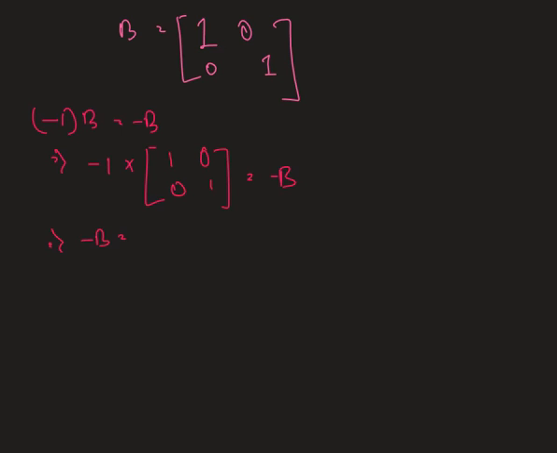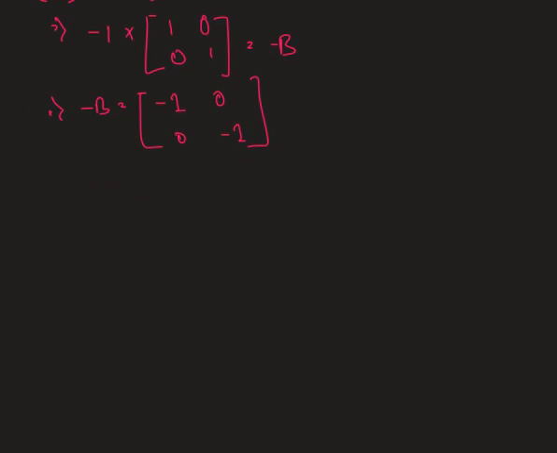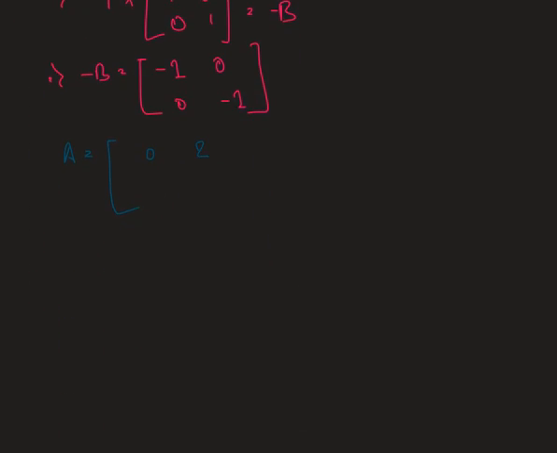Therefore minus B is going to be, as we know that scalar multiplication results in multiplying every element of the matrix with the scalar, minus 1, 0, 0, minus 1. And then we add A plus minus B. And how can we do that? Let's see. Here A is equal to 0, 2, 3, minus 4, and minus B is equal to minus 1, 0, 0, minus 1.